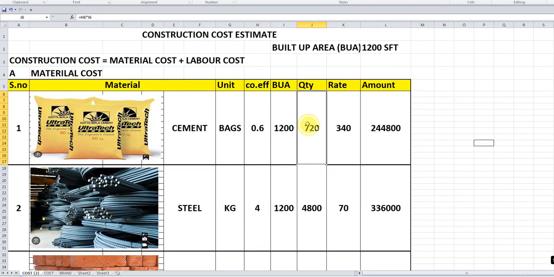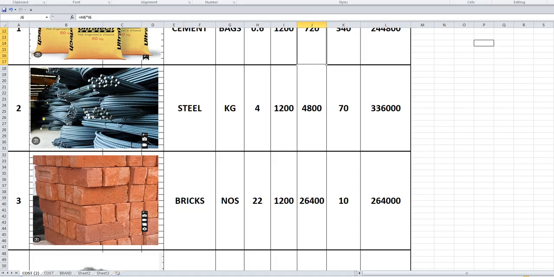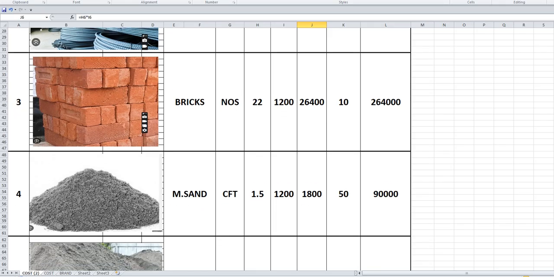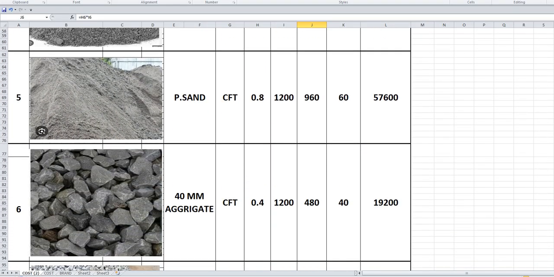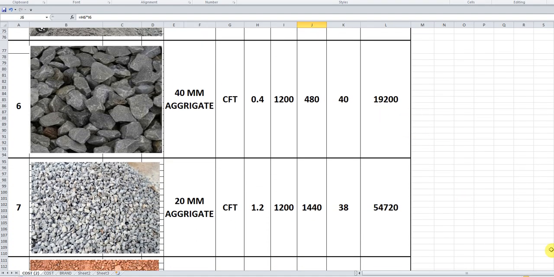So the quantity of cement has come to 720 bags requirement, and the rate is 740. So the cost is worked out. It is 2,44,800 for cement, and for steel it is 3,36,000, and for bricks it is 2,64,000, and for M sand it is 90,000, and P sand is 57,600. 40 aggregate is about 19,200.